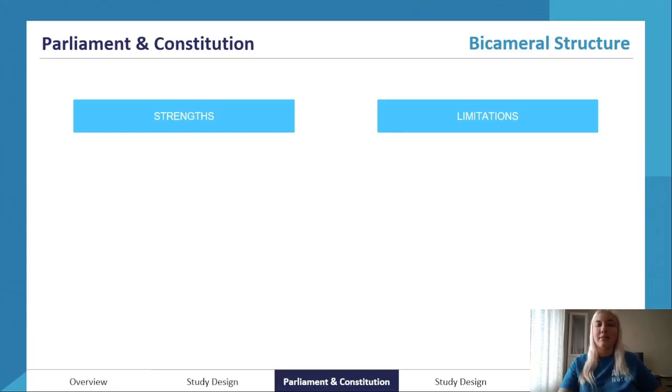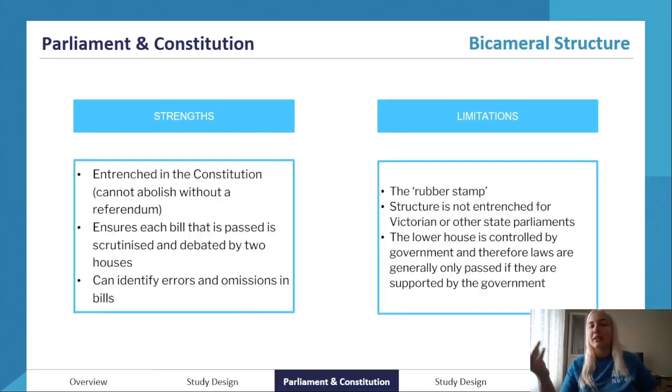Again, that means immediately we know the first strength, because it's in the Constitution, this right cannot be taken away unless by a successful referendum. Okay, so that's our first strength.